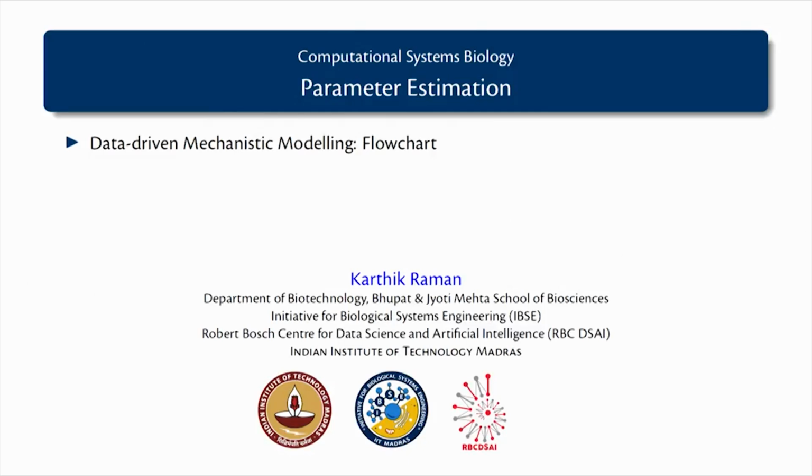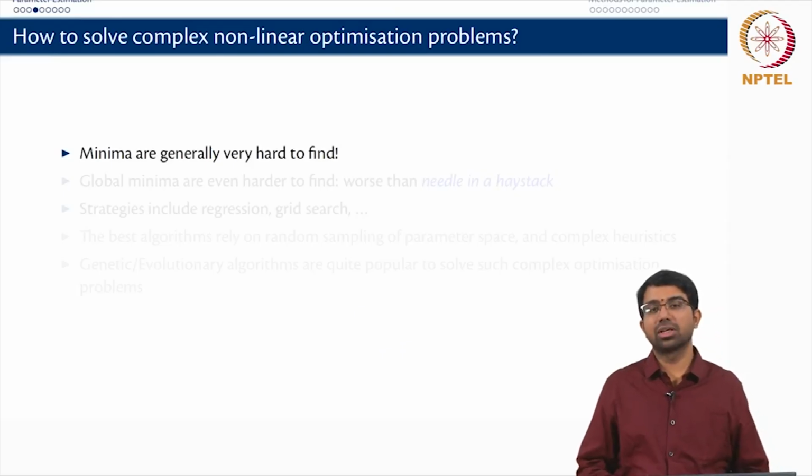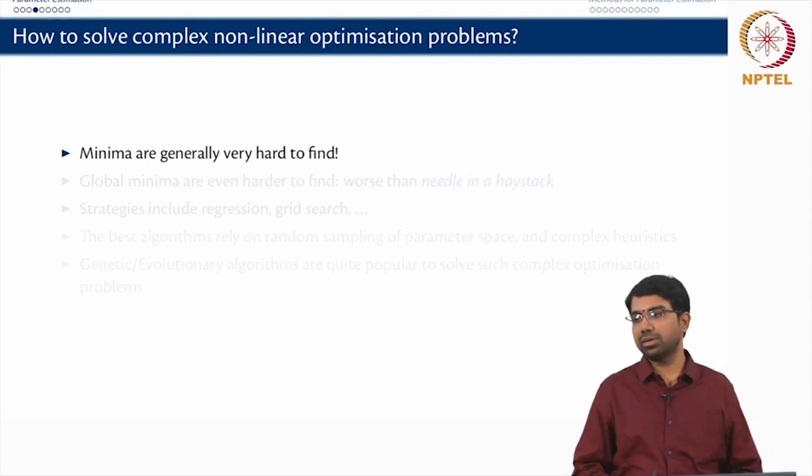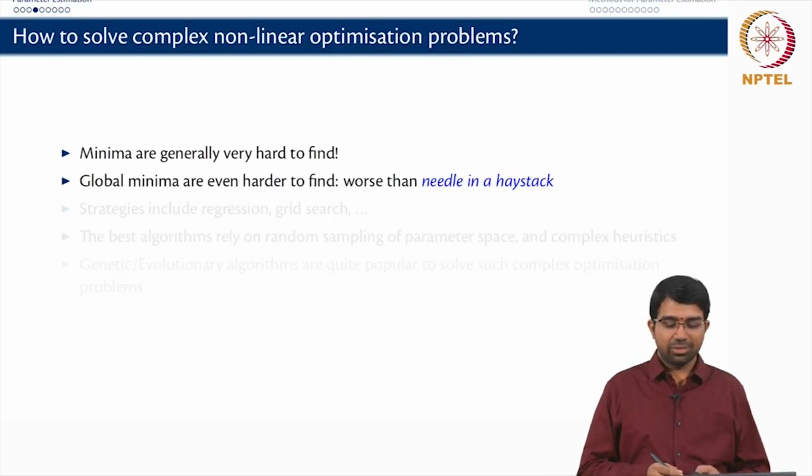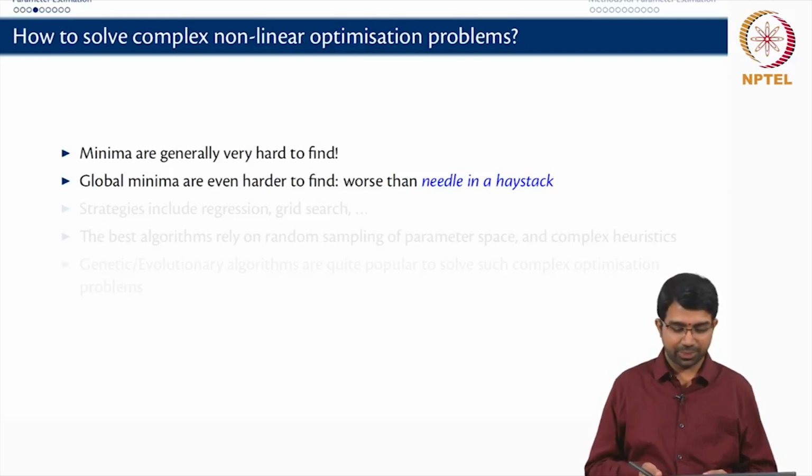So, we will look at the various aspects in terms of how we pre-process the data right till how you diagnose the parameter estimates and the fits and so on. How do you solve such complex nonlinear optimization problems? The minima are generally very hard to find because it is in a very complex space. Forget finding global minima, it is worse than a needle in a haystack, right.